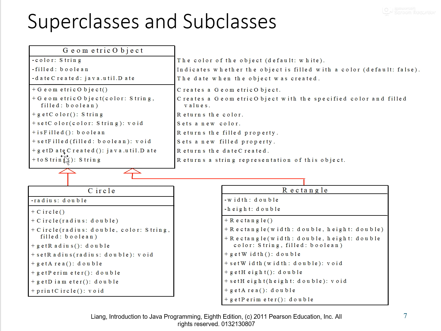Let me introduce two more terms. The circle class is called a subclass of the geometric object class. Or you can say that the geometric object class is the superclass of the circle class. It is also the superclass of the rectangle class. Similarly, the rectangle class is a subclass of geometric object.